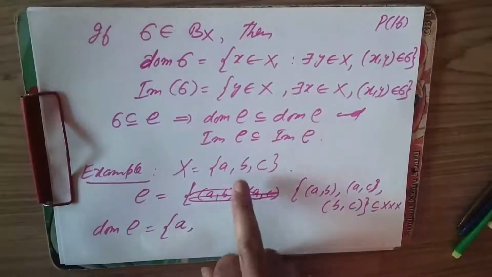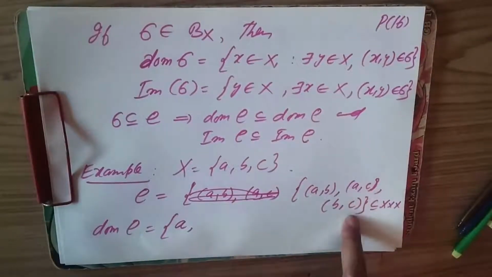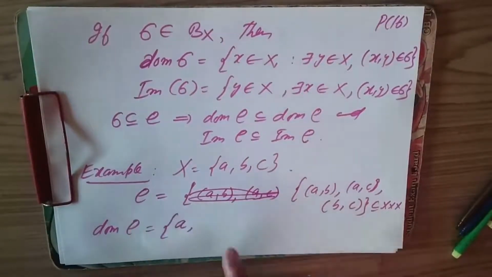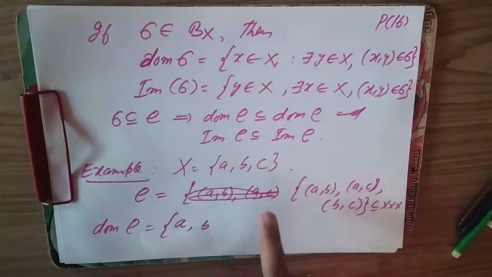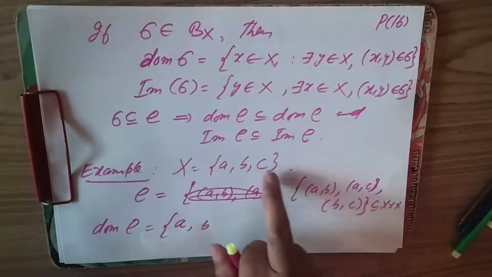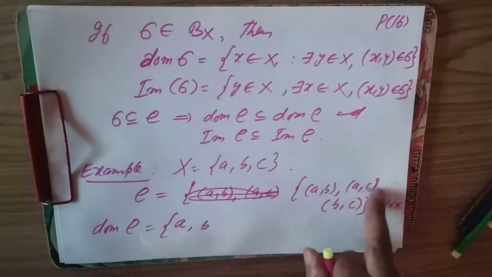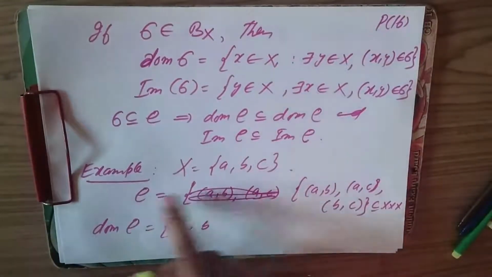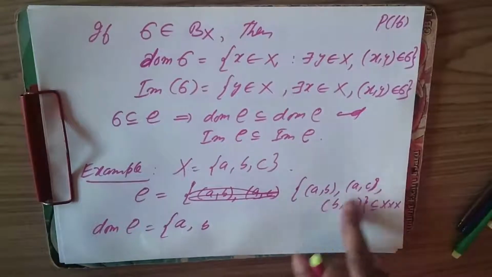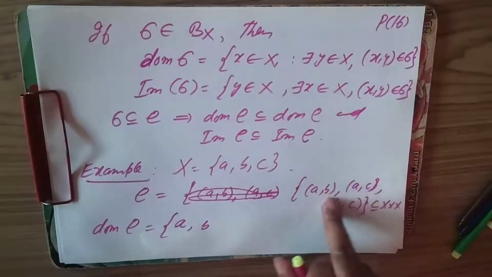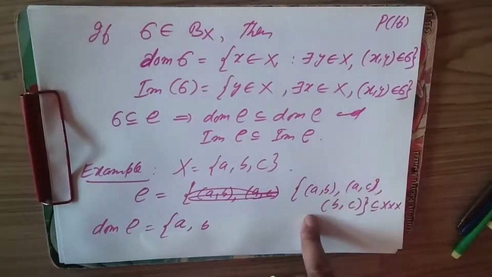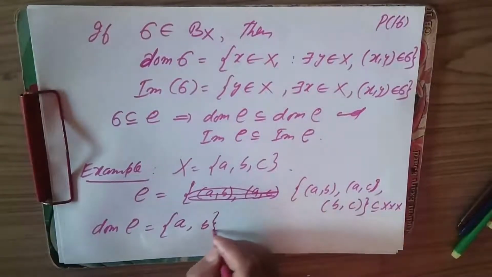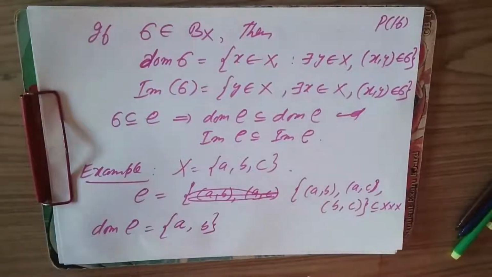Now let's look at B. For B we have C such that BC is in rho, so therefore B is also in the domain. Now what about C? C is not in the domain because for C there does not exist any element such that the ordered pair with first element C belongs to the relation rho. For C there is no ordered pair with first element C. So that means C is not in the domain.